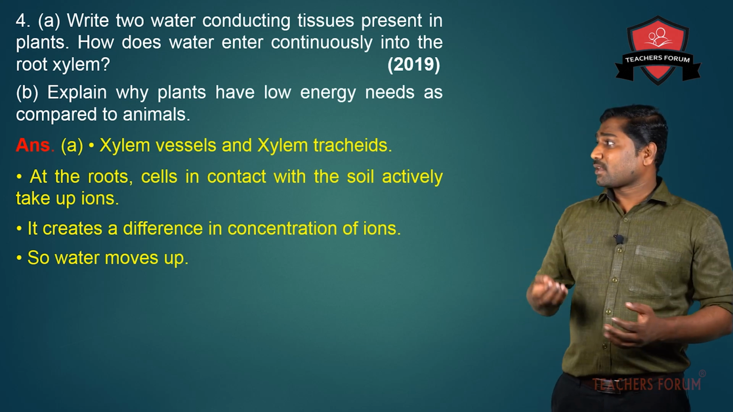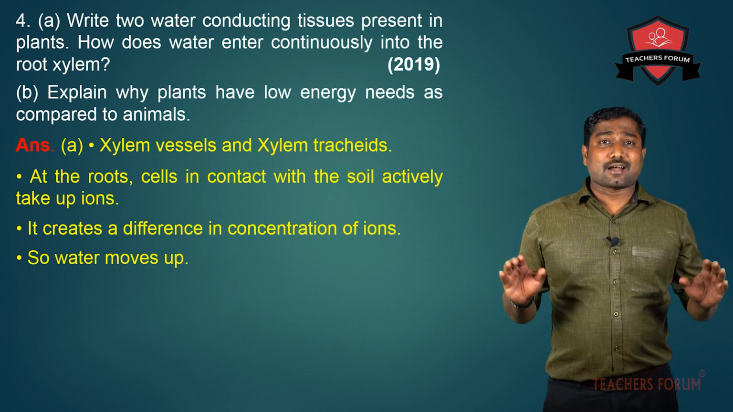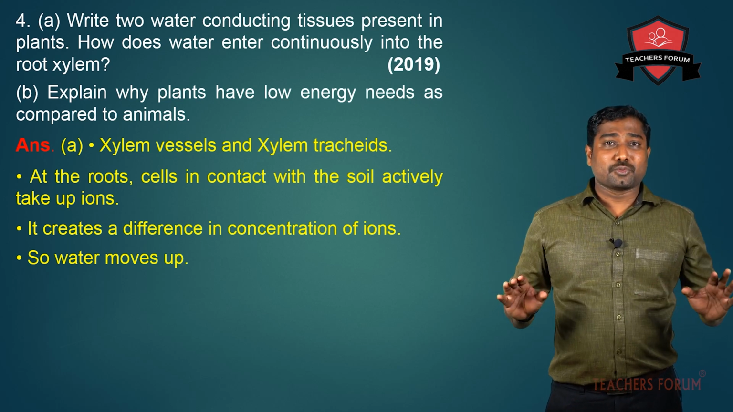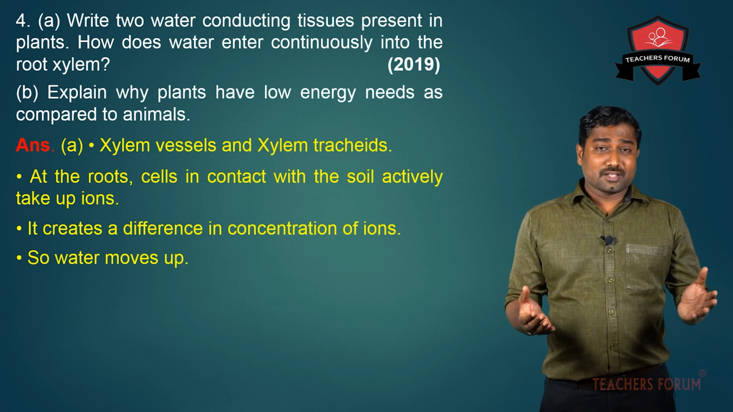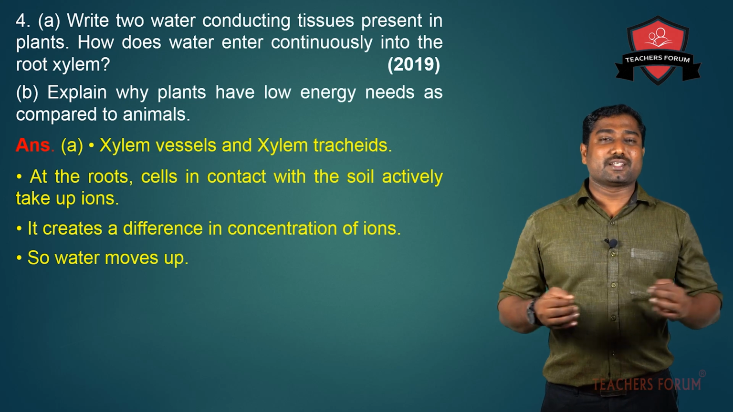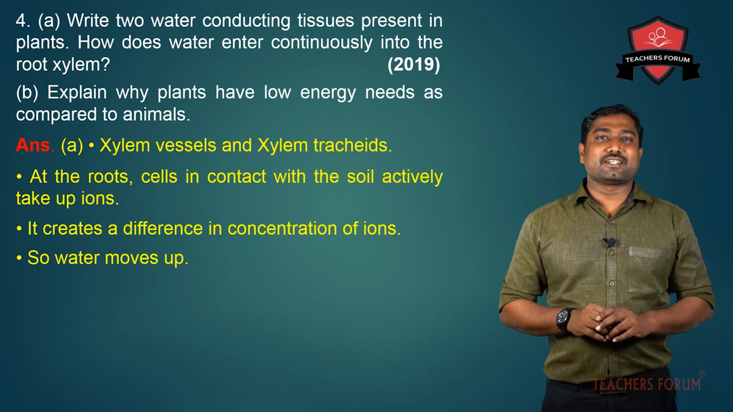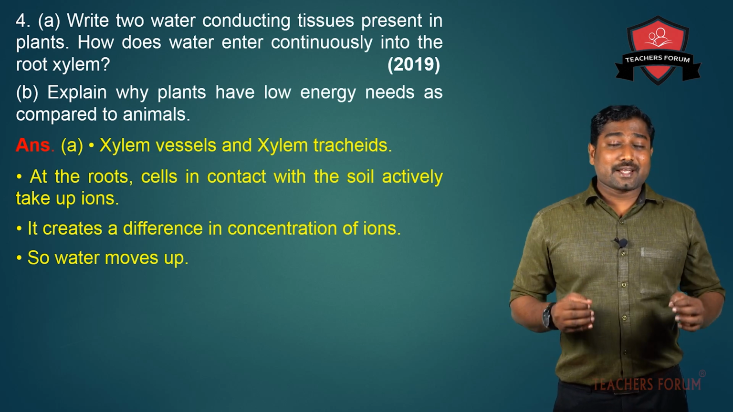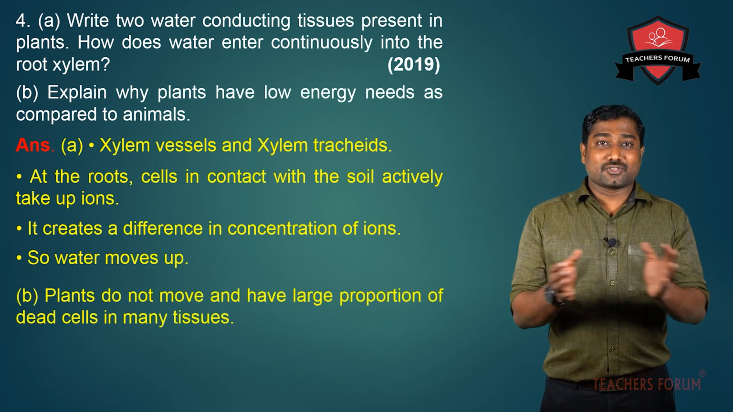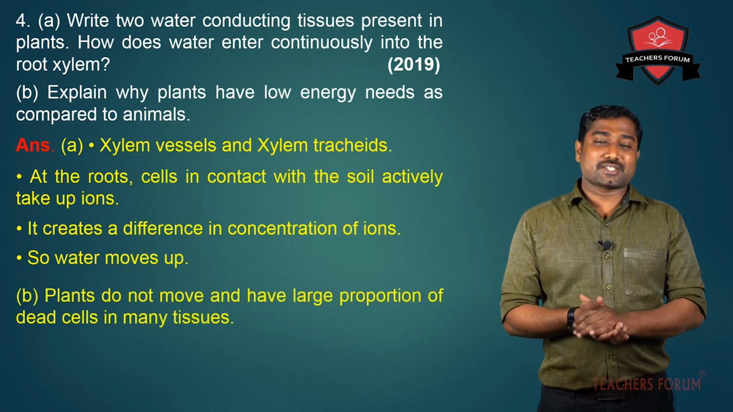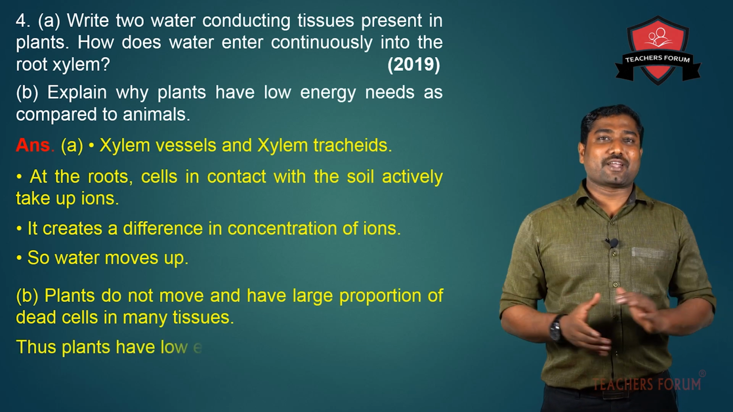Now they are asking why plants have low energy need. We know the plants are anchored to soil, they are immobile, whereas animals are always in locomotion. For the locomotion, for the muscle movement, a great deal of energy is required. As the plants are not moving, they require a much lesser amount of energy. Also, plants have a greater proportion of dead cells than the animals. So dead cells do not require any energy or nutrition. So in these 2 aspects, we can say plants require a much lesser amount of energy.